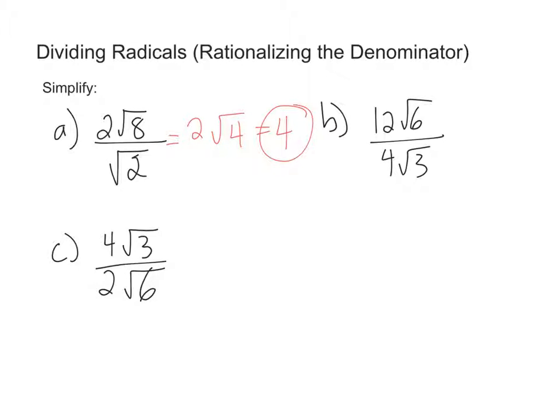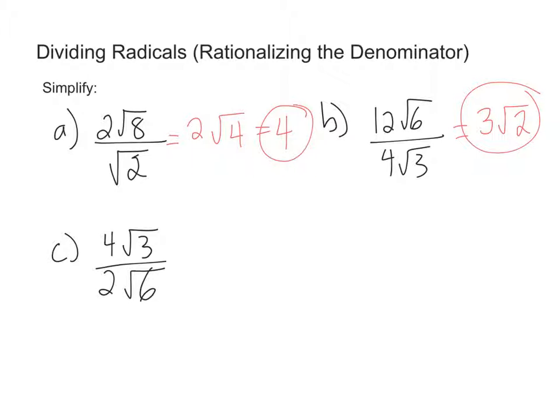The second one, so part B, 12 divided by 4 is 3. And 6 divided by 3 is 2. So this comes out to 3 root 2. Can I simplify that? No. So that one's just going to stay like that. It doesn't get any simpler than 3 root 2. 2 doesn't have a perfect square factor, right? And that's one of the things that you need to look at when you're simplifying radicals, is whether the radicand has a perfect square factor or not.